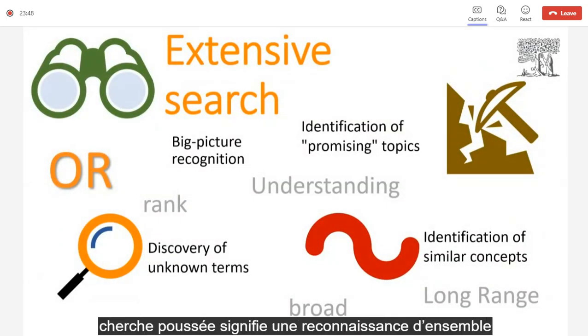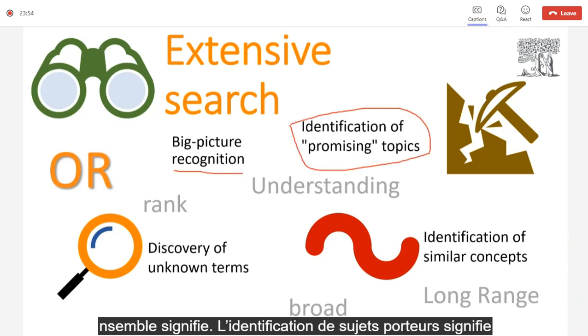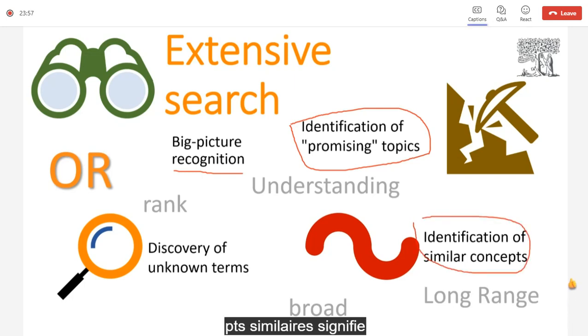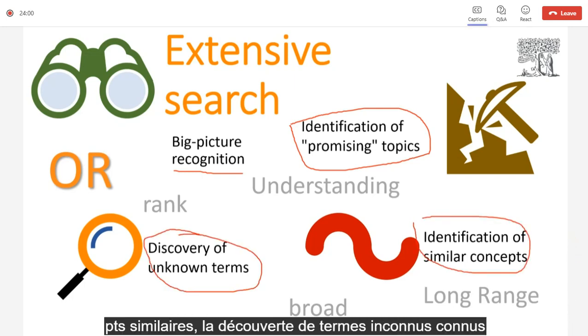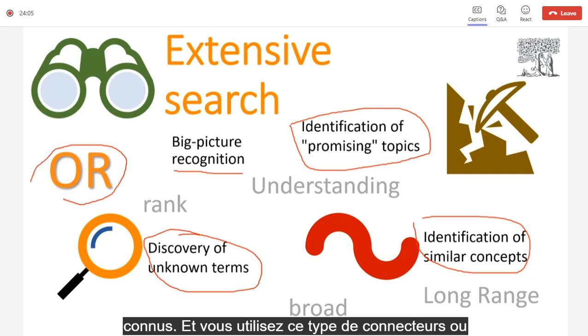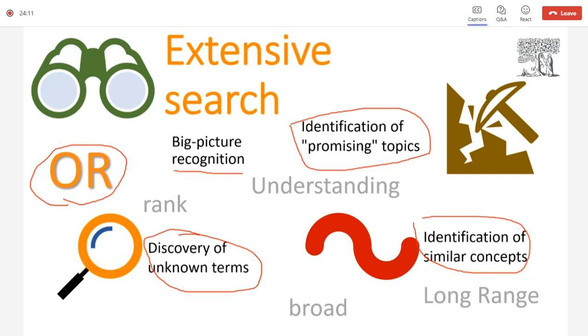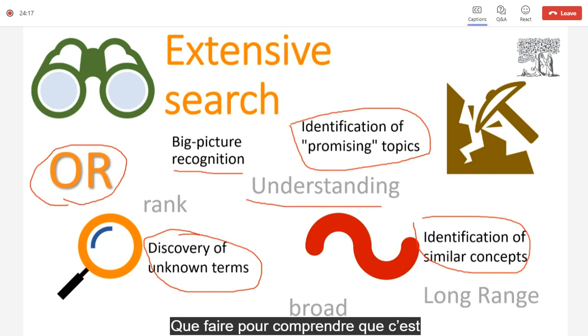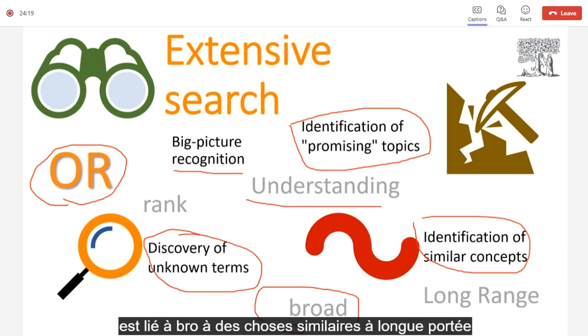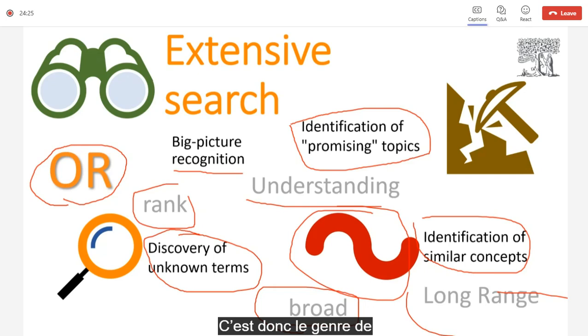And what does it mean? Extensive search means big picture recognition, identification of promising topics, identification of similar concepts, discovery of unknown terms, and you use connectors to start creating this big picture. What for? To understand broad, long range, similar things. So this is the kind of thing that we want to have in an extensive search.